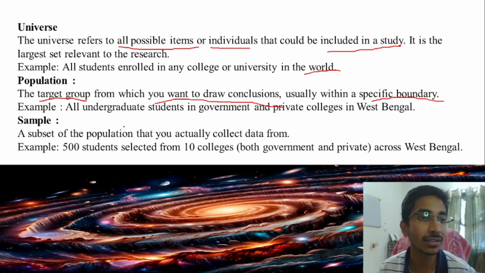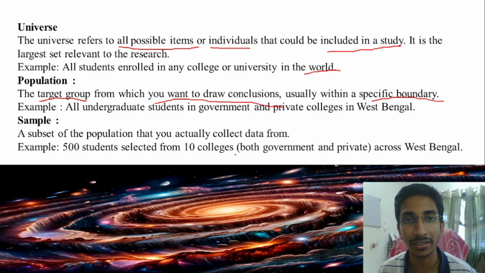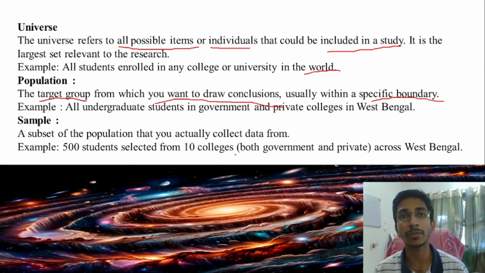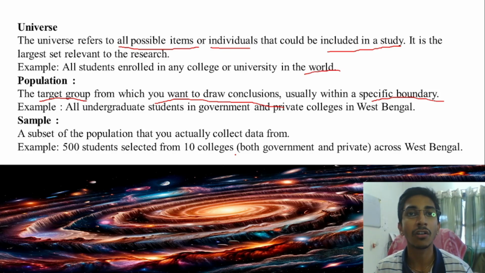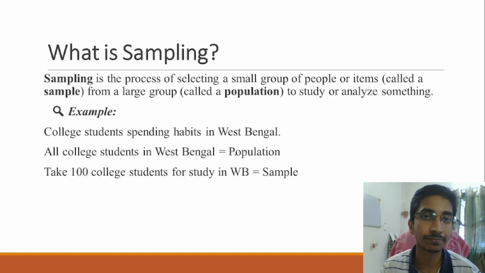And sample, as I mentioned earlier, is a subset of the population that you actually collect data from. Suppose 500 students are selected from 10 colleges. Is it possible to take data from all the respondents, from all the college students in West Bengal? It's not possible to take data from all the respondents. So we go for sampling, right?